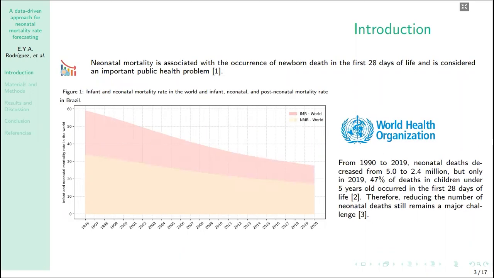According to the World Health Organization, from 1990 to 2019, neonatal deaths decreased from 5 to 2.4 million, but only in 2019, 47% of deaths in children under 5 years old occurred in the first 28 days of life. Therefore, reducing the number of neonatal deaths still remains a major challenge.